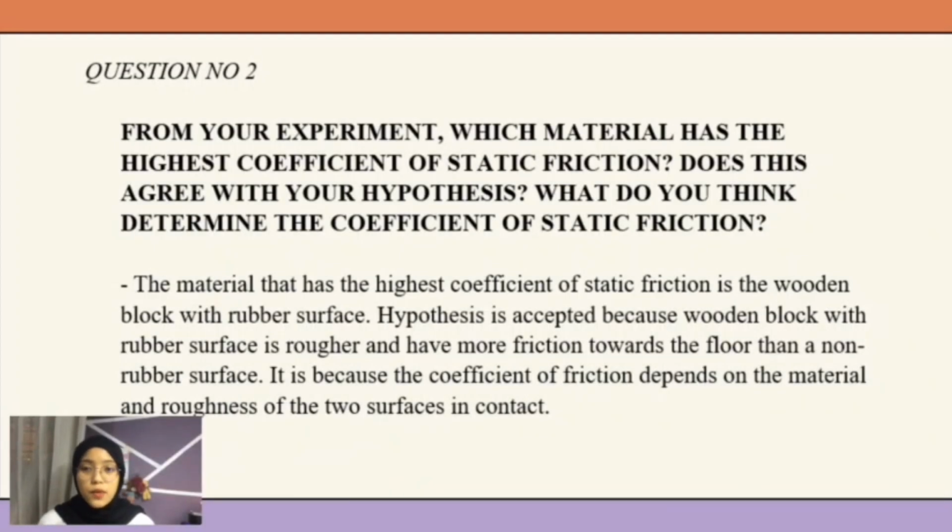Question number 2 for this experiment. From your experiment, which material has the highest coefficient of static friction? Does this agree with your hypothesis? What do you think determines the coefficient of static friction? The answer is the material that has the highest coefficient of static friction is the wooden block with rubber surface. The hypothesis is accepted because the wooden block with rubber surface is rougher and has more friction towards the floor than a non-rubber surface. It is because the coefficient of friction depends on the material and roughness of the two surfaces in contact.